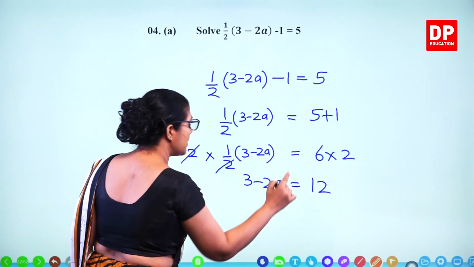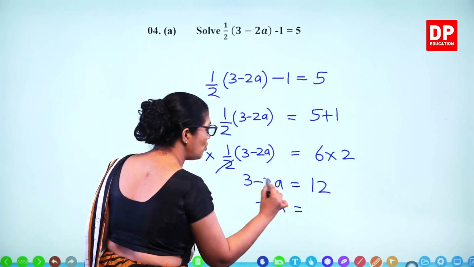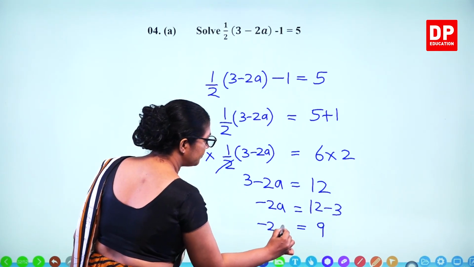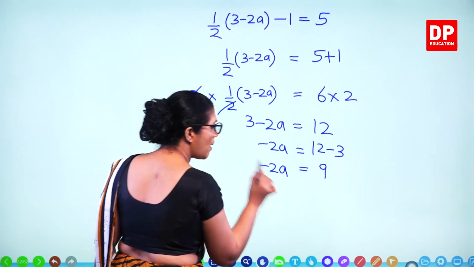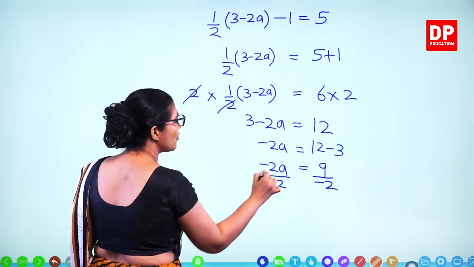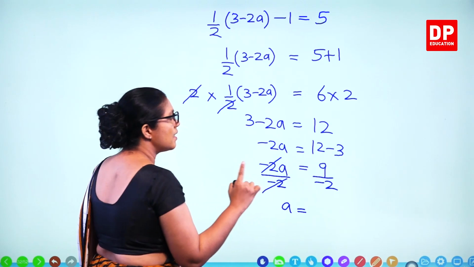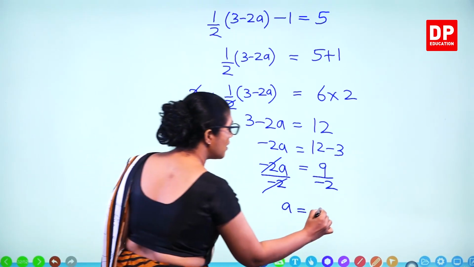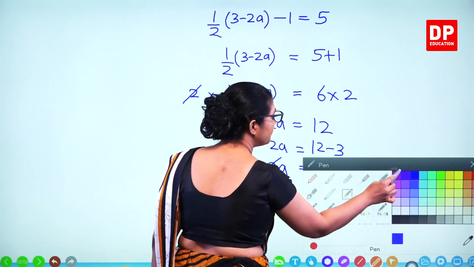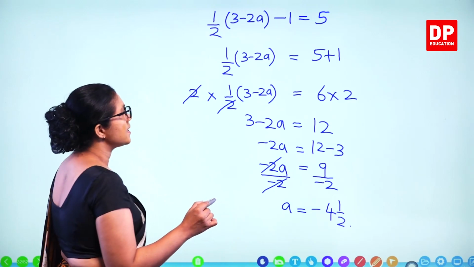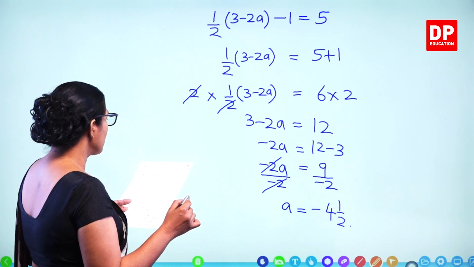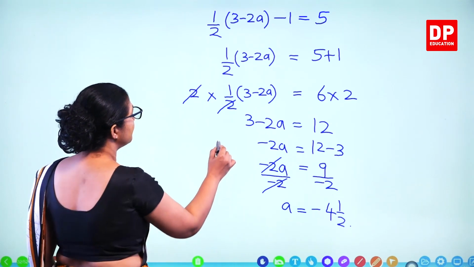Now take 3 to the other side. Minus 2a is equal to 12 minus 3. That's 9. Then divide both sides by minus 2. So you get a equals 9 divided by 2, 4.5. But this is minus 4.5, because plus and minus becomes minus. So how many marks for this one? 3 marks.